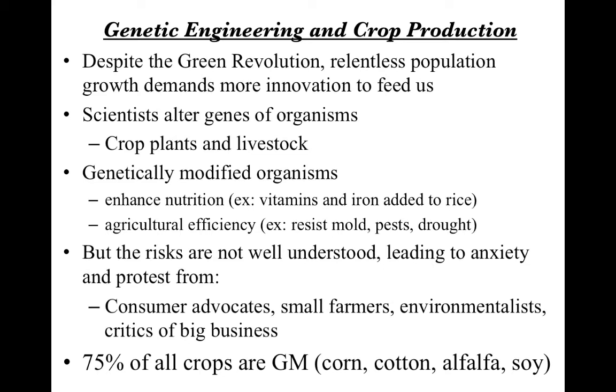It can make plants that will resist mold, pests, and drought, so that now if you have GMOs, you won't have to spray as much pesticide. Less water is needed for irrigation, and less fungicide and things like that.